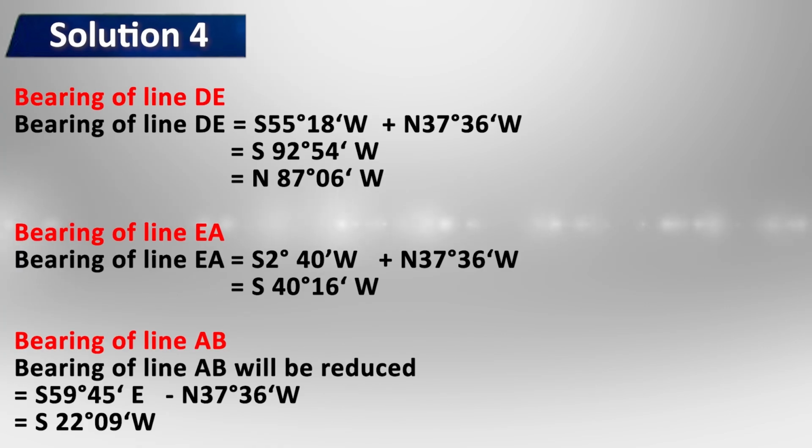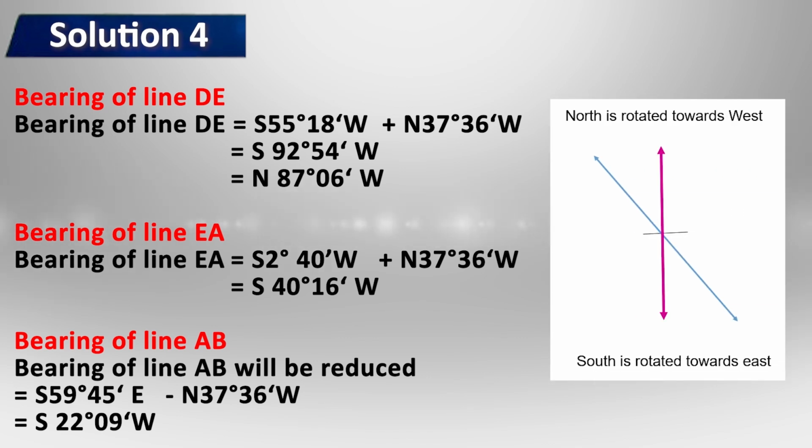The north is rotated towards the west and south would be rotated towards the east. So for the bearing of the next line DE, which is given as south 55 degree 18 minutes west, we will add the angle 37 degree 36 minutes to get the correct value. When we add it, we get a value that is greater than 90 degree. So south 92 degree 54 minutes west should be measured from north. So it comes out to be north 87 degree 06 minutes west.